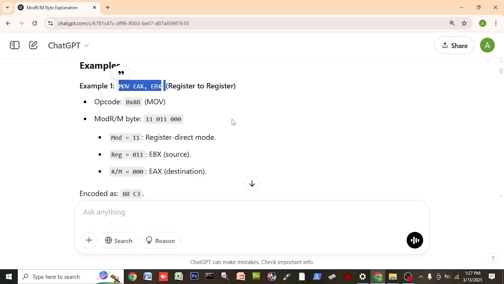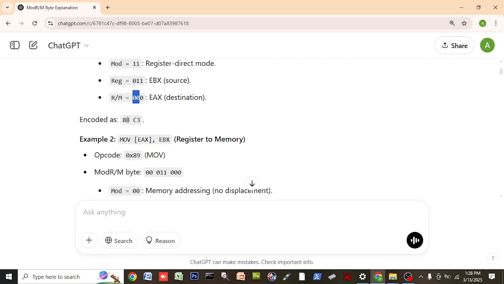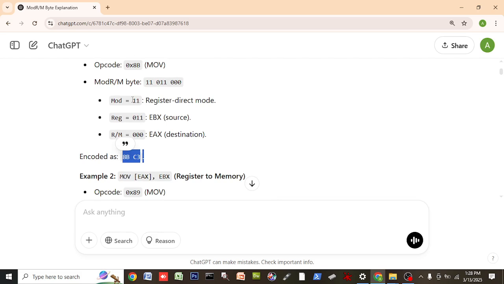So how do they decode this, how do we understand this? The opcode, meaning the command, is 89. That is the command given by Intel for MOV. How about the EAX? The mod should be 11 because it is register direct mode. So you have to combine 11, 011 and 000, and this is the code 8BC3, because this is C3.